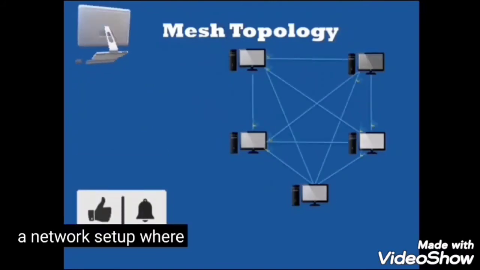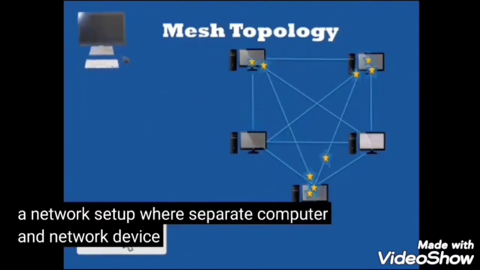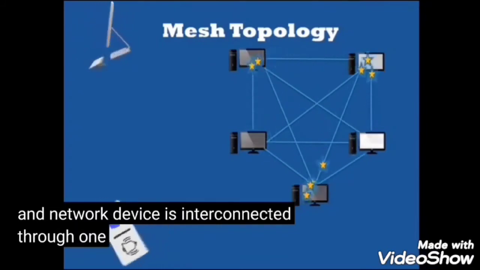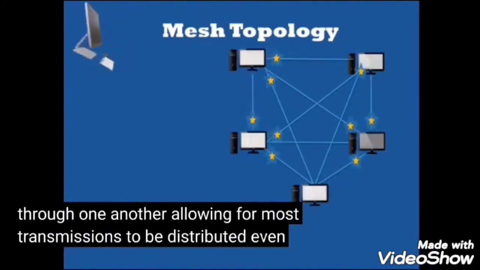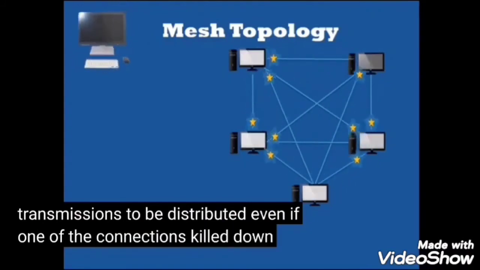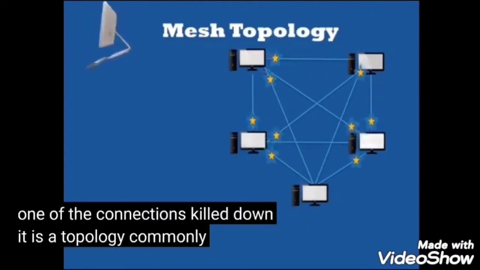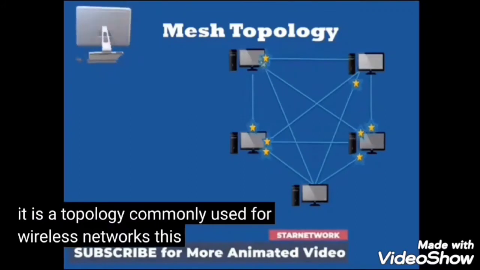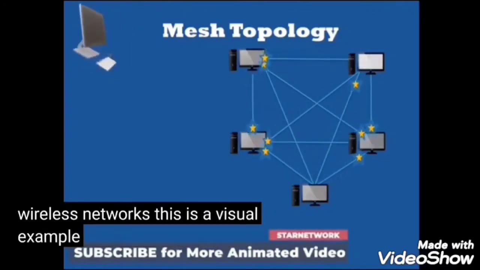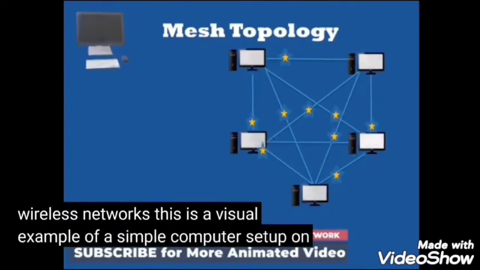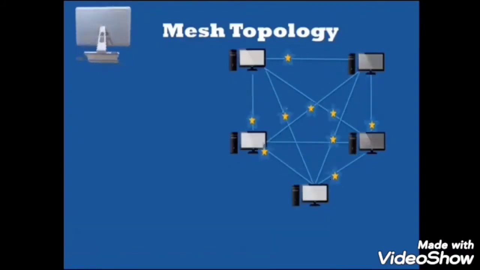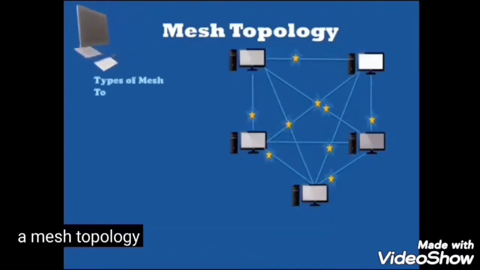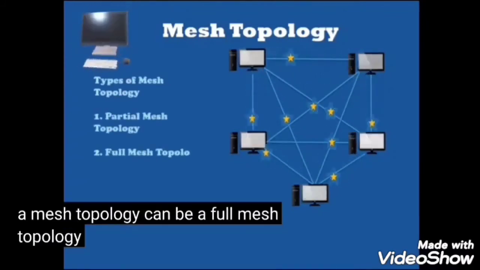Mesh topology is a network setup where each computer and network device is interconnected with one another, allowing most transmissions to be distributed even if one of the connections goes down. It is a topology commonly used for wireless networks. This is a visual example of a simple computer setup on a network with a mesh topology. A mesh topology can be a full mesh topology or a partial one.